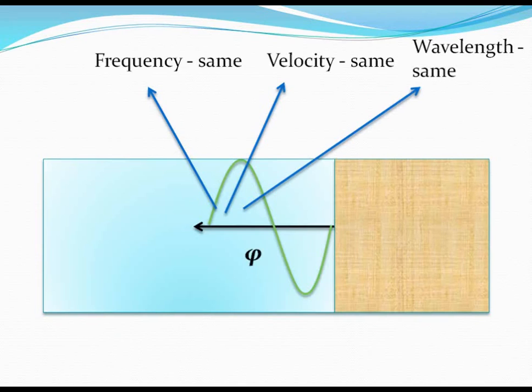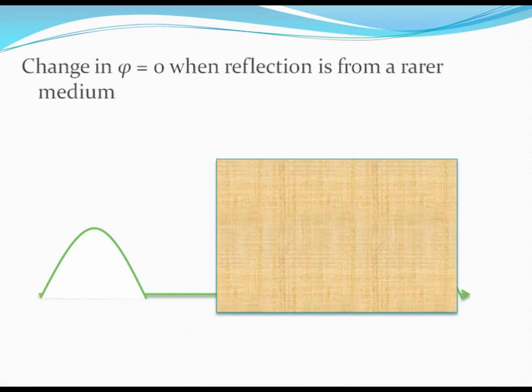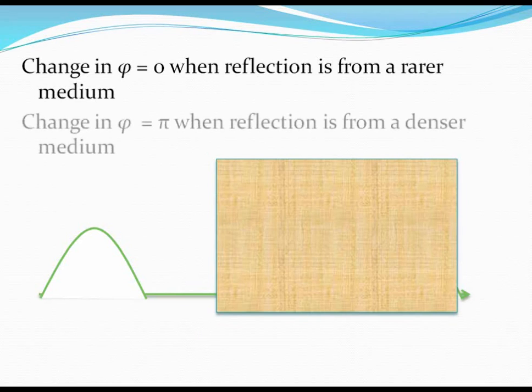What about the angle phi? You know, when we write y equal to A sine omega t minus kx plus phi, that phase angle at the origin for the wave, what will happen to it? Will the phase angle of the wave change? Determining whether the phase angle will change or not change is slightly tricky. The phase change will be 0 when the reflection is from a rarer medium, but the phase change will be pi when the reflection is from a denser medium.